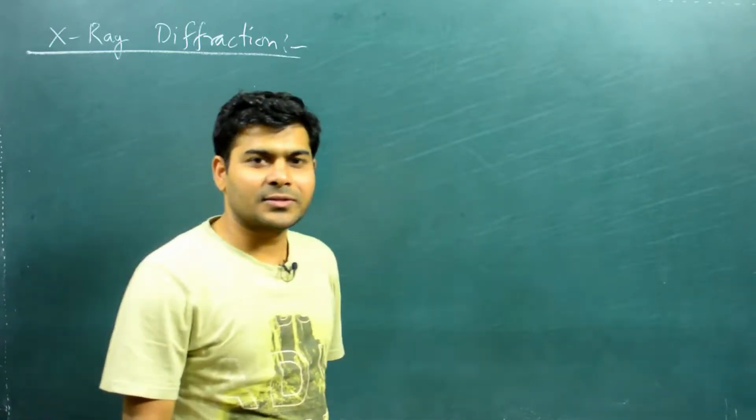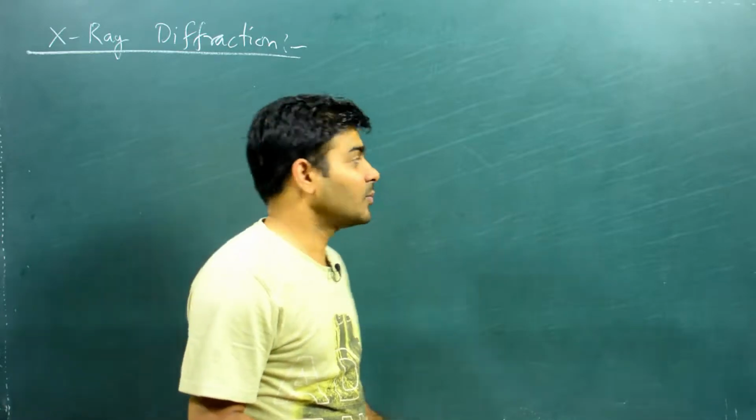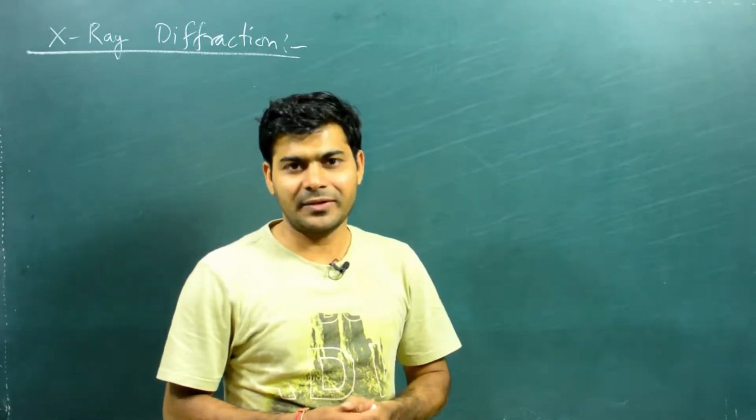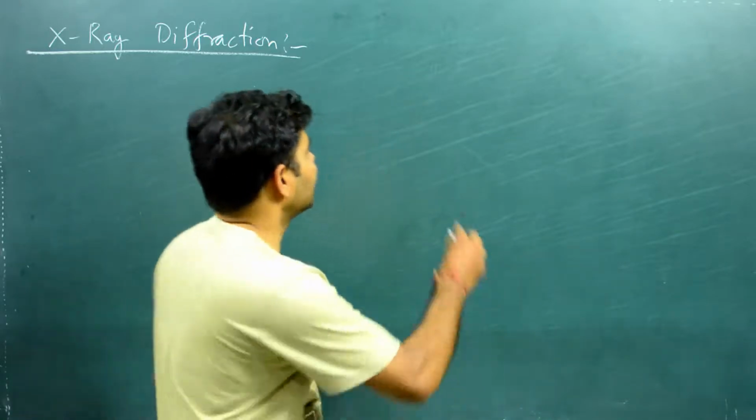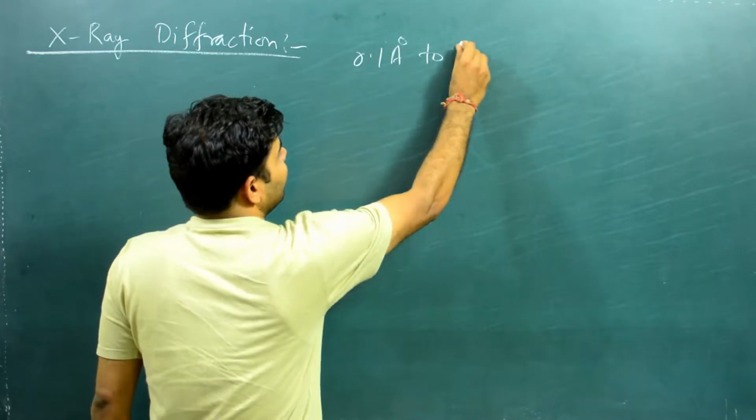Okay. Hi. So today we will discuss X-ray diffraction. X-rays are a part of the electromagnetic spectrum which has wavelength ranging from 0.1 angstrom to 100 angstrom.